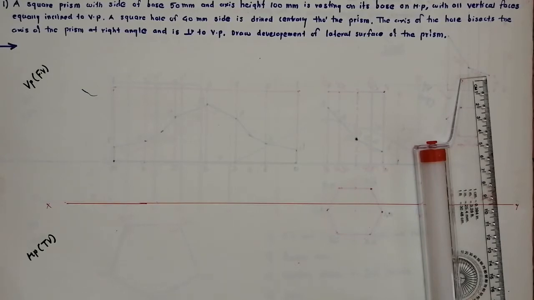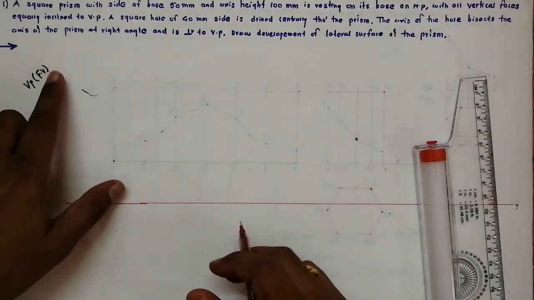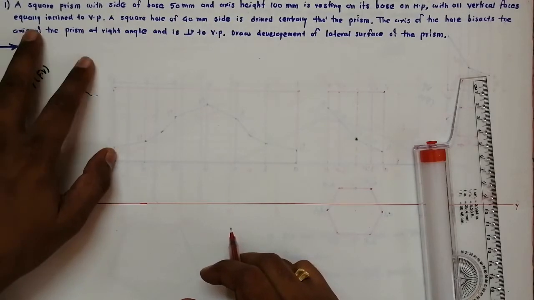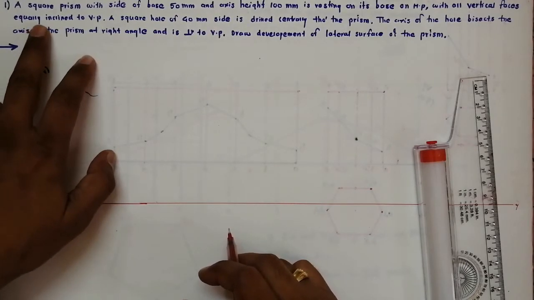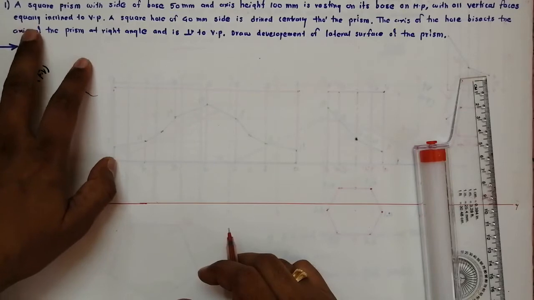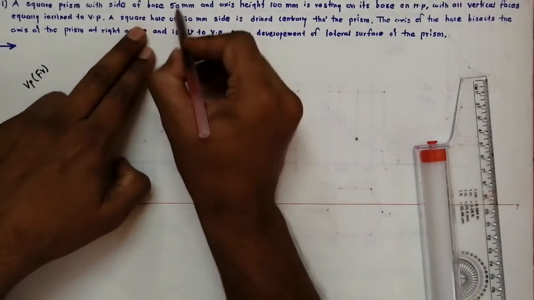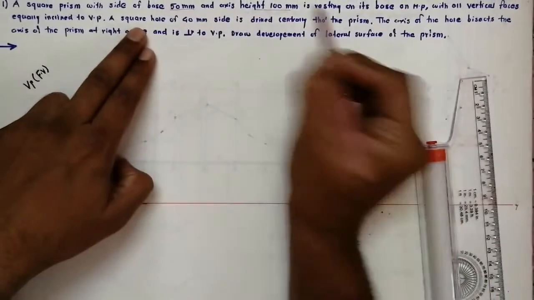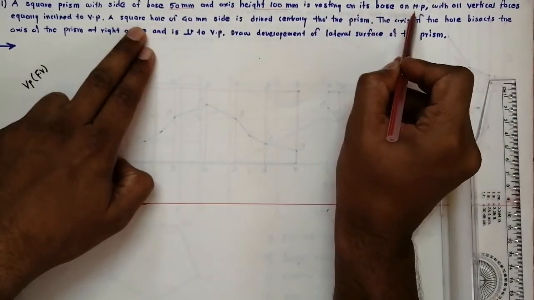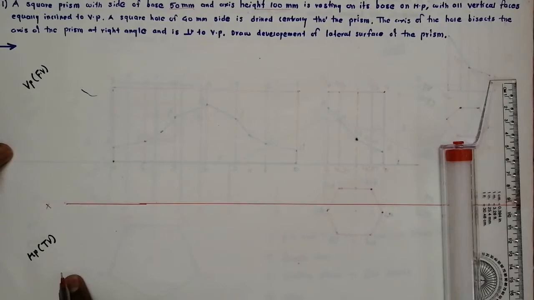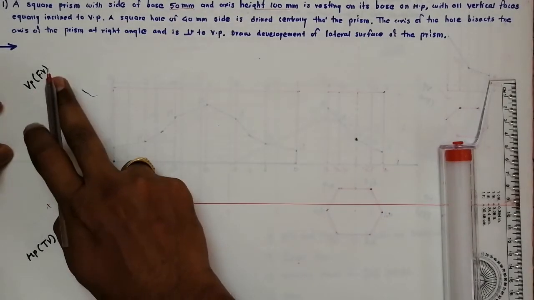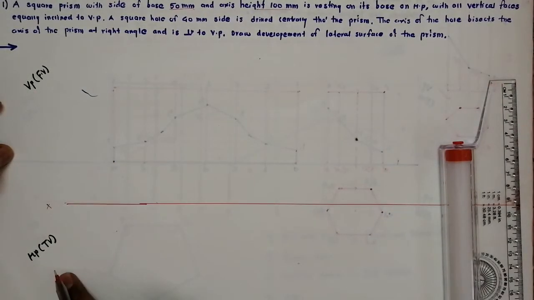In this video lecture, we are going to discuss the parallel line development method and we will continue with the next solid, that is square prism. So the problem is a square prism with side of base 50 mm and axis height 100 mm is resting on its base on HP. So here this is HP and this is VP. So we'll get front view here and the top view here.